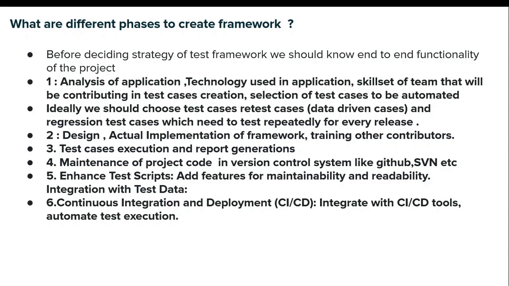And most important, selection of test cases that need to be automated. We should know what type of test cases we should automate. Ideally, we should select the test cases which are basically regression test cases, or the test cases we have to retest every time. That can be data driven cases as well, in which we have to provide multiple types of test data. Such cases, instead of doing manually, we can automate. And also the regression test cases.